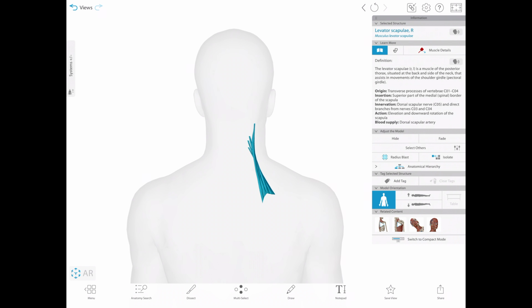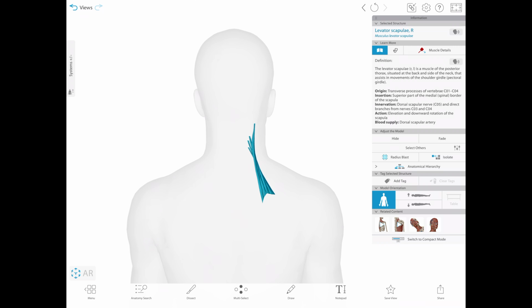So now let's talk over the anatomy of the levator scapula muscles. The levator scapula is a muscle of the posterior thorax, situated at the back and the side of the neck, and it assists with movements of the shoulder girdle. It originates from the transverse processes of vertebrae C1 through C4, and inserts on the superior part of the medial border of the scapula. It's innervated by the dorsal scapular nerve at C5 and has direct branches from nerves C3 and C4. The action of the levator scapula includes elevation and downward rotation of the scapula.